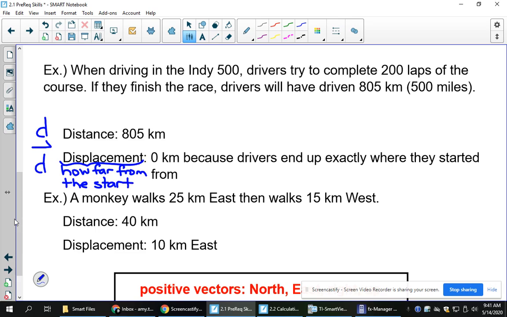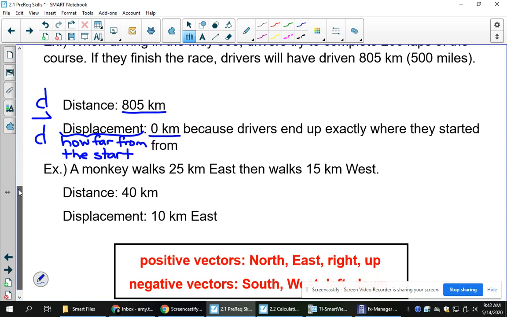So since the drivers are going essentially in a big circle, in terms of direction, do they ever go anywhere? Like they put on 805 kilometers, right? But they don't actually get anywhere. They're not 805 kilometers away from where they started. They're still right back where they started. So this is an example of where their displacement, how much space did they displace from where they started? 0 kilometers. But distance, what did they put onto their car? 805 kilometers.